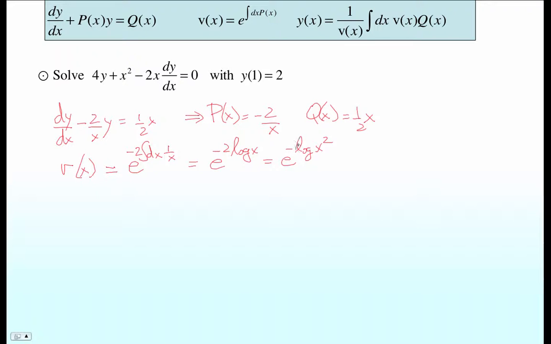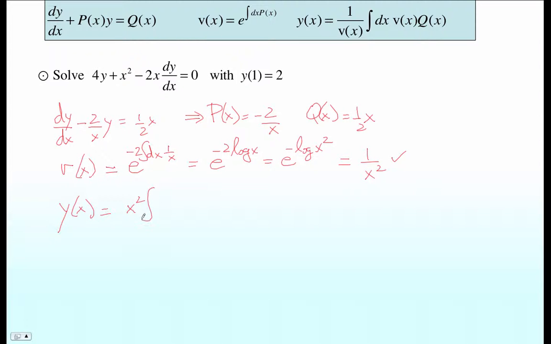Now, this is 1 over e to the log of x squared, and e to the log of something is that something, so this is equal to 1 over x squared. So we have the integrating factor. Now, let's find y of x, and this is 1 over v of x, so that's x squared.